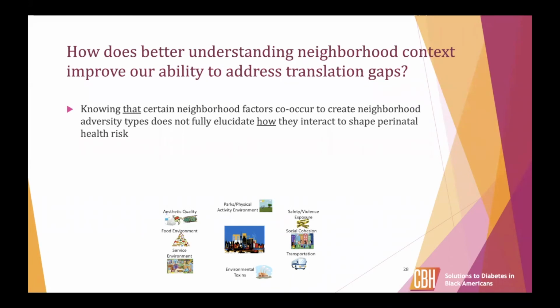One thing that became apparent from this work is that knowing that certain neighborhood factors co-occur to create certain neighborhood adversity types doesn't actually fully elucidate how they interact to shape perinatal health risk. And this is going back to that finding of the wealthy neighborhood, something about the relationship between how those characteristics were relating to each other, although they may have been beneficial, were actually creating a perinatal risk environment that was not having the intended outcomes that we may expect or want it to have for the women participating in the study.